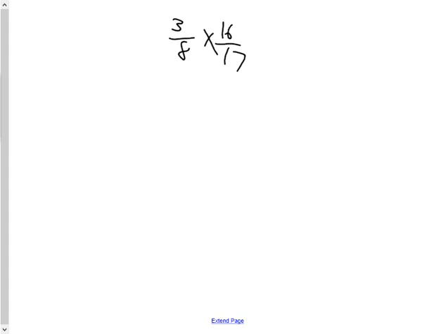Now here, an intelligent person would not get 48 over 136. What would they do instead? Cross reduce. And the easiest place to cross reduce is this 16 over 8. And Gavin, what would 16 over 8 reduce to? 2 over 1. Because both 16 and 8 are divisible by 8, so you can reduce it down to 2 over 1. Therefore, your final answer is 6 over 17.